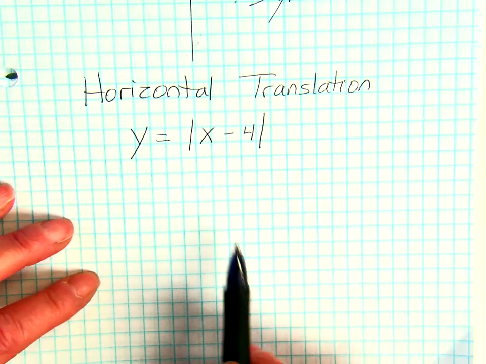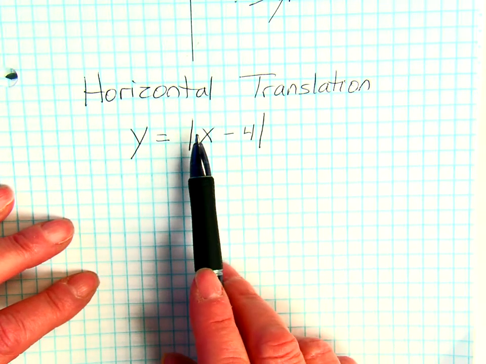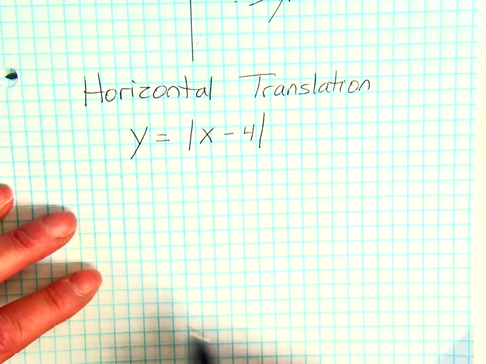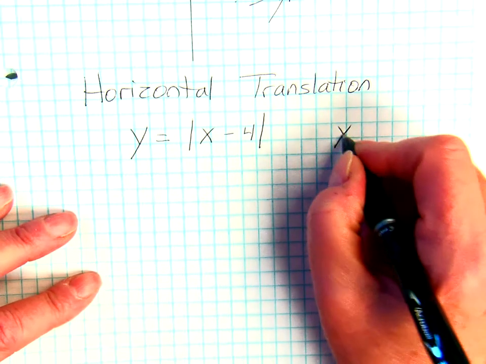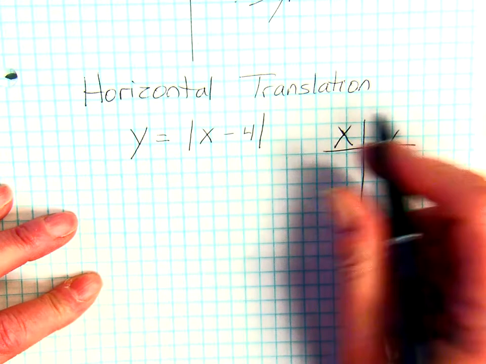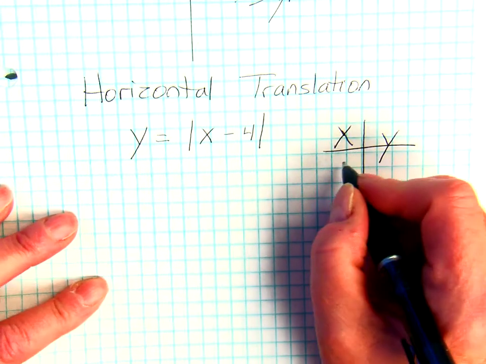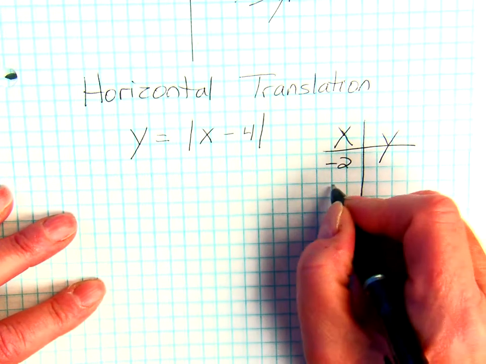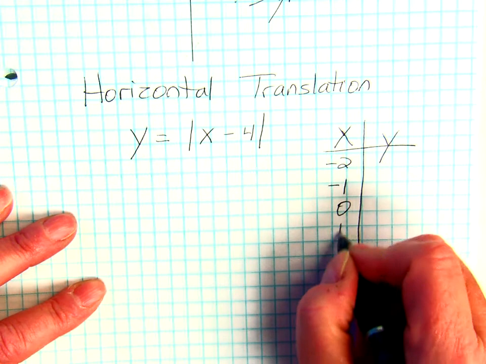Okay? So now notice everything is within the absolute value symbol. So let's go ahead and once again x, and we've got y, and x we will go with -2, -1, 0, 1, and 2.